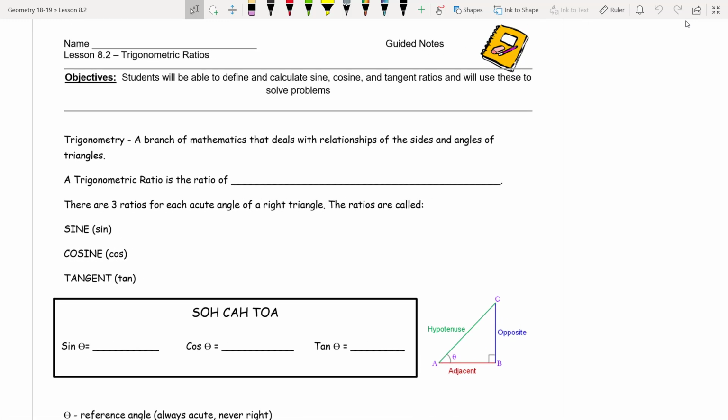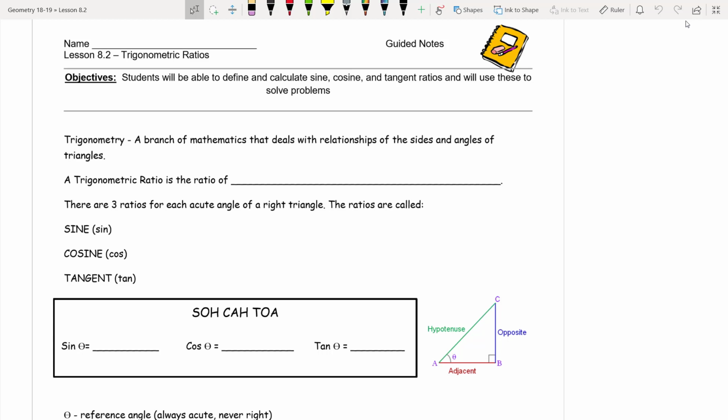Welcome into lesson 8.2's video on trigonometric ratios. Trigonometry is an interesting topic because we use it in geometry with right triangles specifically, and then there's a whole other branch of trigonometry within algebra and calculus, and you'll see that over the course of your math career. For our purpose, we're going to focus on right triangle trigonometry, only things that happen in right triangles.